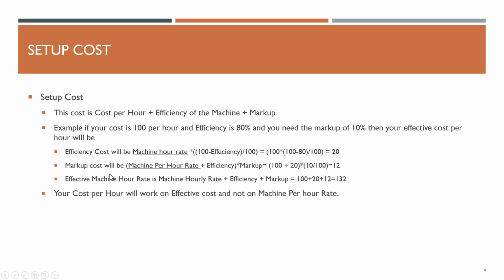Then we have the markup. Markup is nothing but your cost per hour plus efficiency cost, the whole multiplied by the markup percentage that we are going to put in over here. For calculation purposes, I have taken 10% as markup. So my effective machining hour rate comes to machine hour rate plus efficiency plus markup. So a machine of 100 per hour actually costs me around 132. All the costing works on the effective machining hour rate and not on your per machine hour rate.